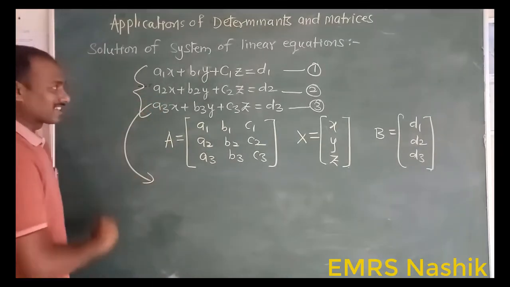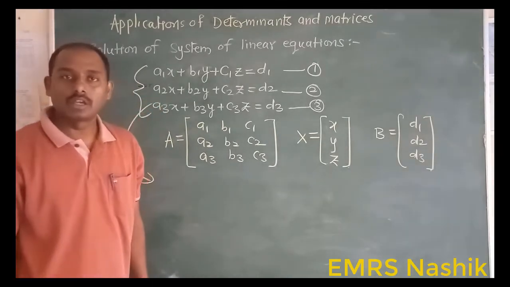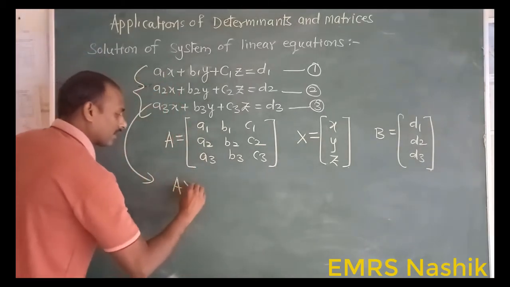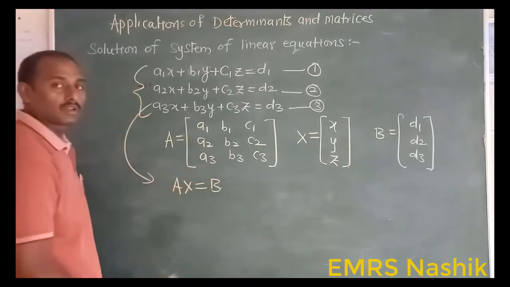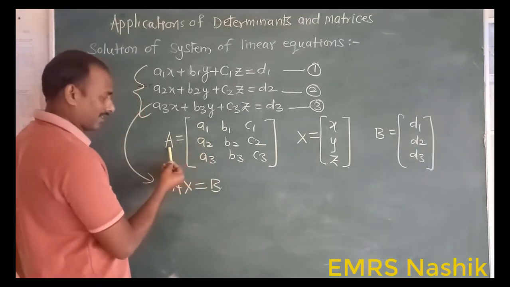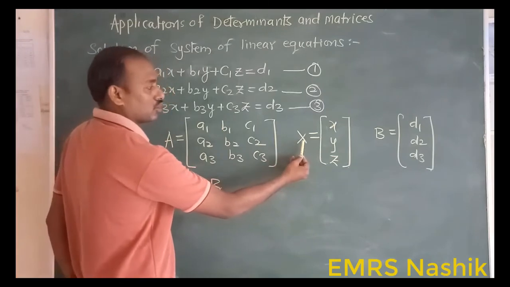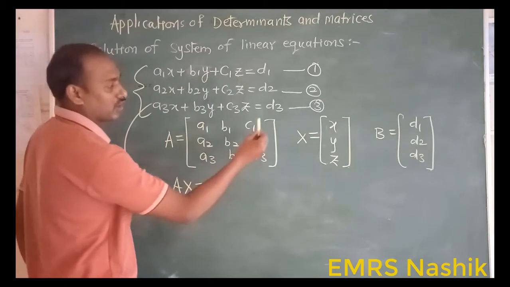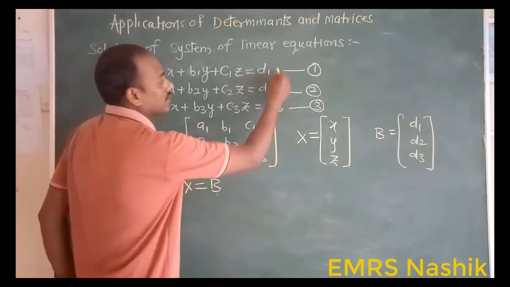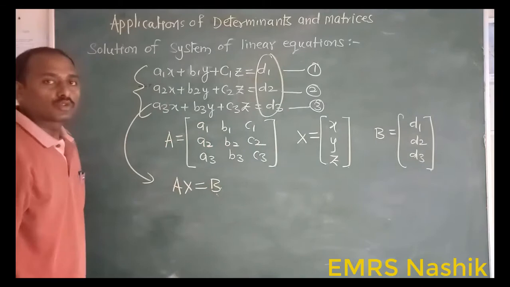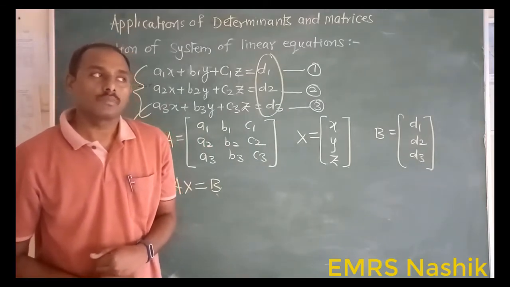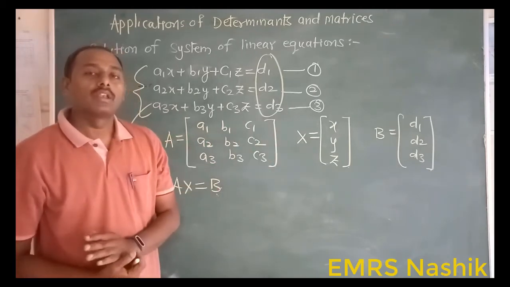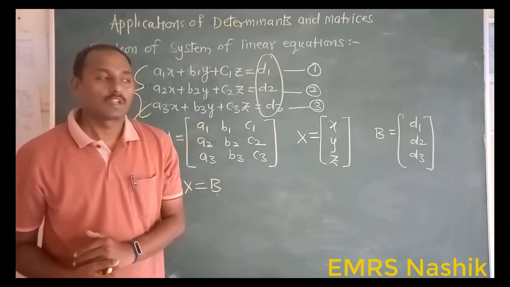If you change this system of equations in terms of matrices, then this system can be written as AX is equal to B. That means if you multiply matrix A and matrix X, you will get a1x plus b1y plus c1z, and this is equal to B, which means this matrix. So now this system is given to us and we have written it in matrix form. Now what about the solution?